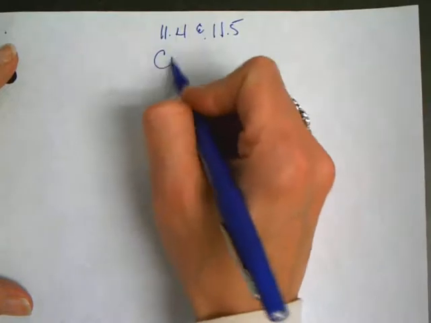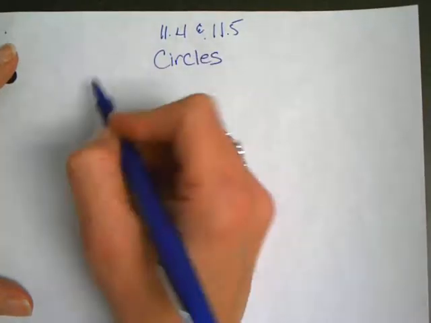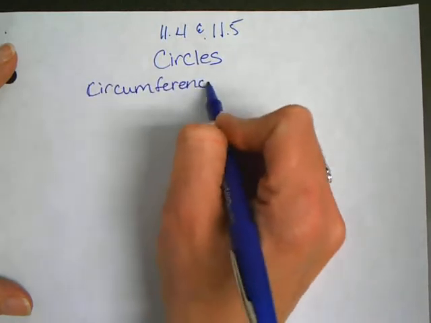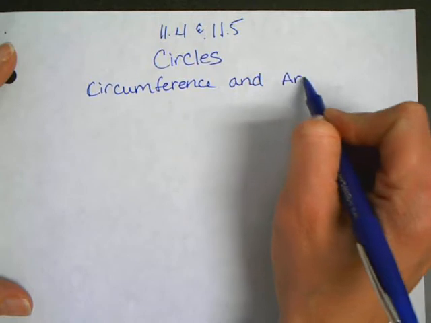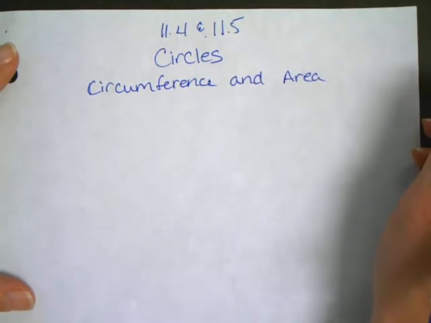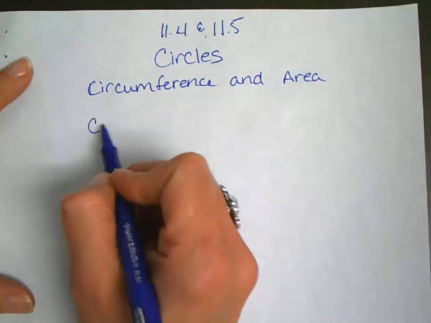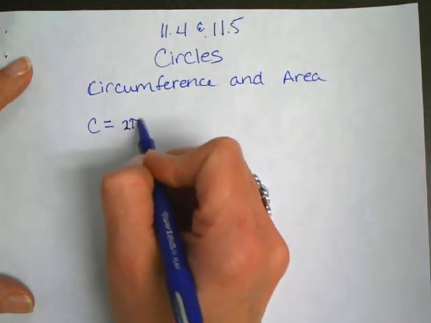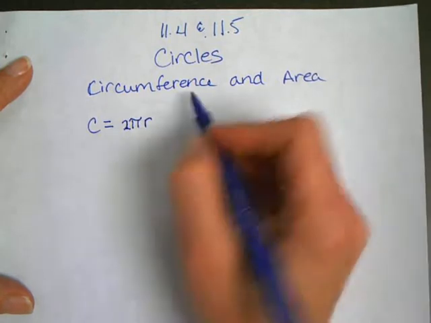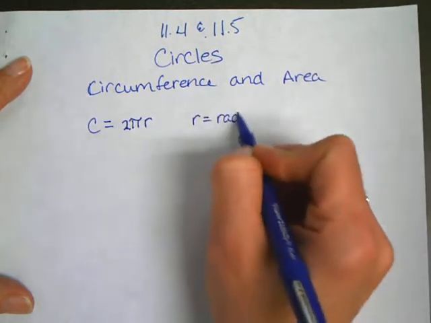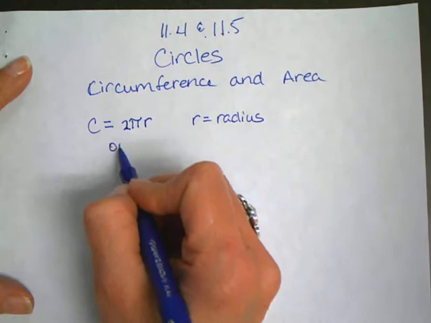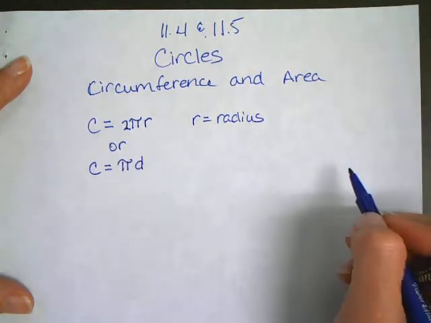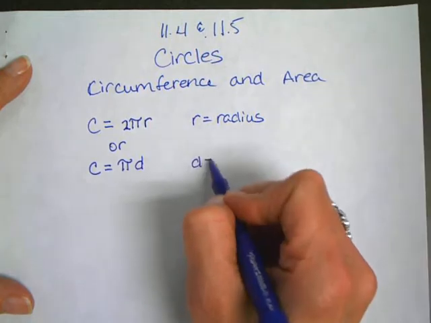We're going to talk a little bit about circles, their circumference, and area. Two formulas that you're going to need to know in this chapter. First of all, your circumference is equal to 2 times pi times r, where r is your radius. Or you can write it out as pi d. Circumference equals pi d, where d is your diameter.